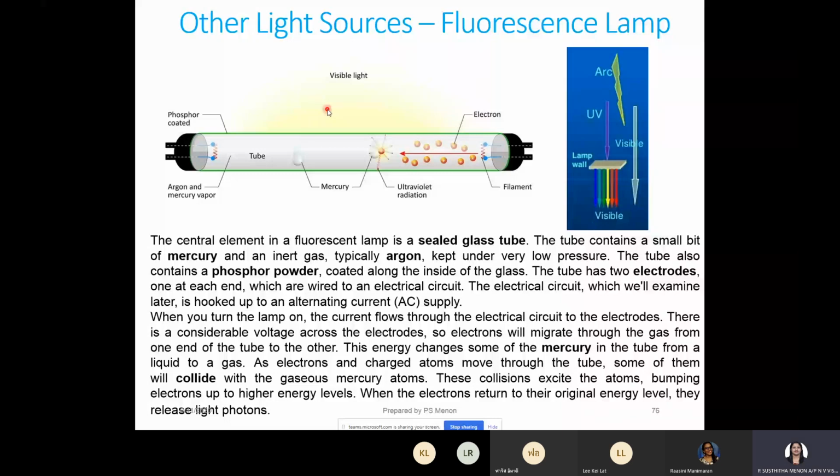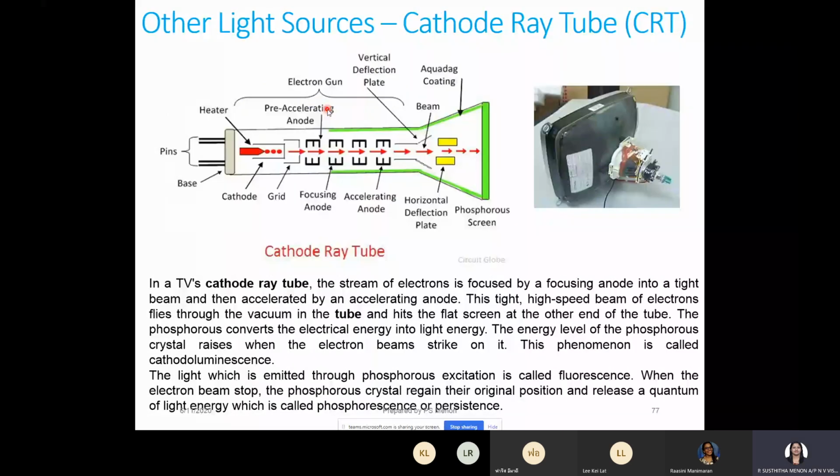Other light sources: the cathode ray tube. Those days, the TV used a cathode ray tube. In a cathode ray tube, you have a stream of electrons flowing through, and it's focused using a focusing anode into a tight beam, and then it's accelerated with an accelerating anode. So you have a focusing anode and an accelerating anode. And this high-speed beam hits the other end of the tube.